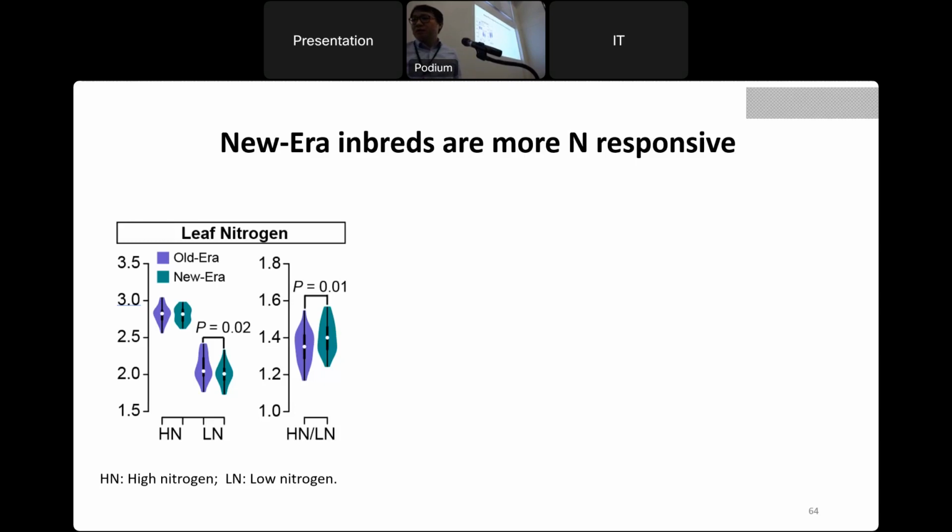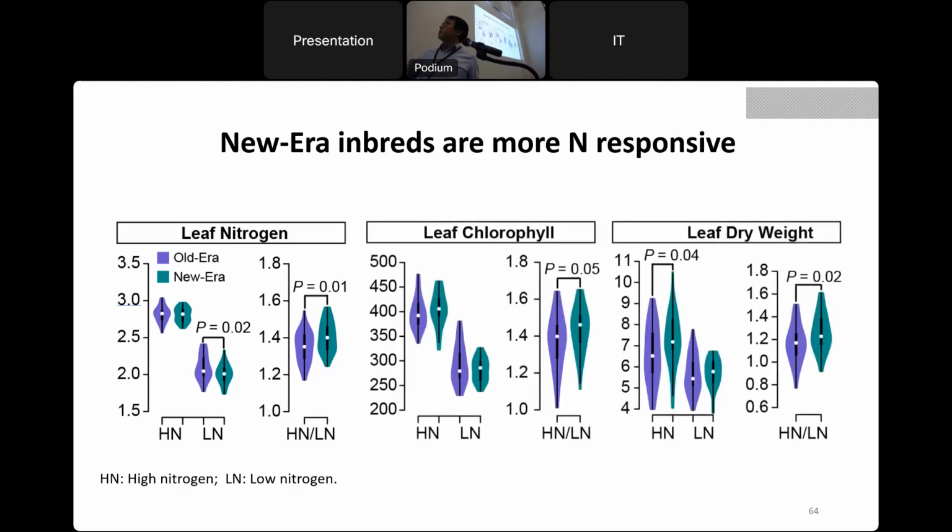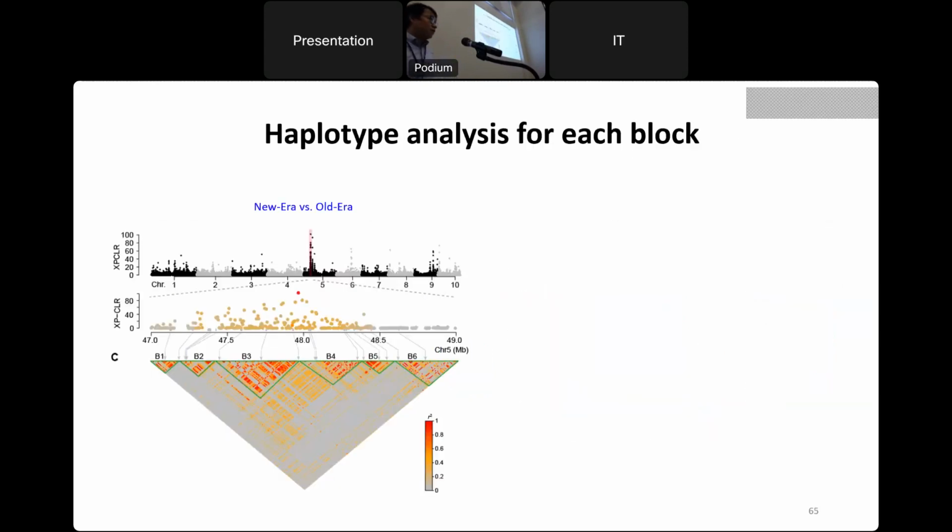So that's a resiliency trait we are trying to find. And this phenotype was consistently observed for many other traits: leaf chlorophyll, leaf dry weight, leaf fresh weight, and others I didn't show here. We then went ahead to conduct the genome-wide association again, using the genome sequence data from the old era inbred lines and the new era inbred lines.